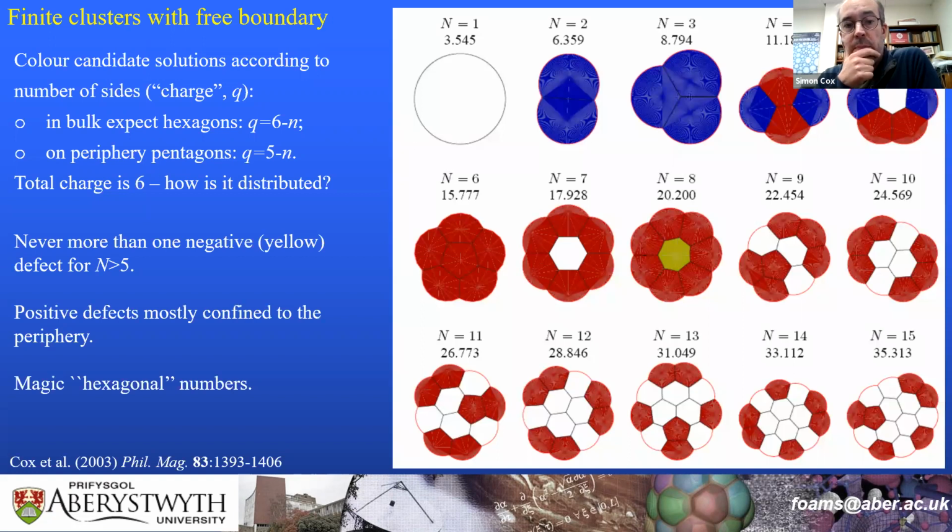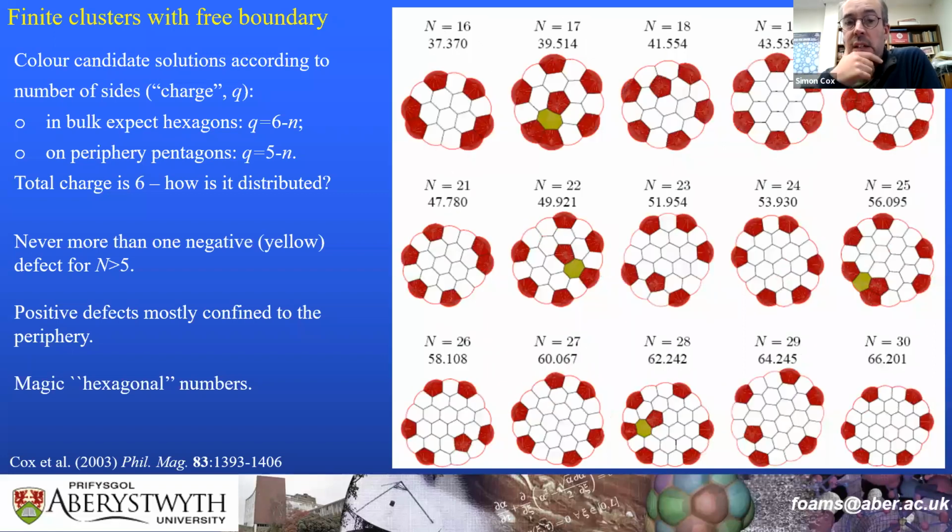And so here are some candidate solutions up to 15. And it's rather difficult to say, I think, whether you see a pattern. Never see more than one yellow bubble, that is a 7-sided bubble in the bulk or a 6-sided bubble on the periphery. Mostly, but not always, positive defects are confined to the periphery.